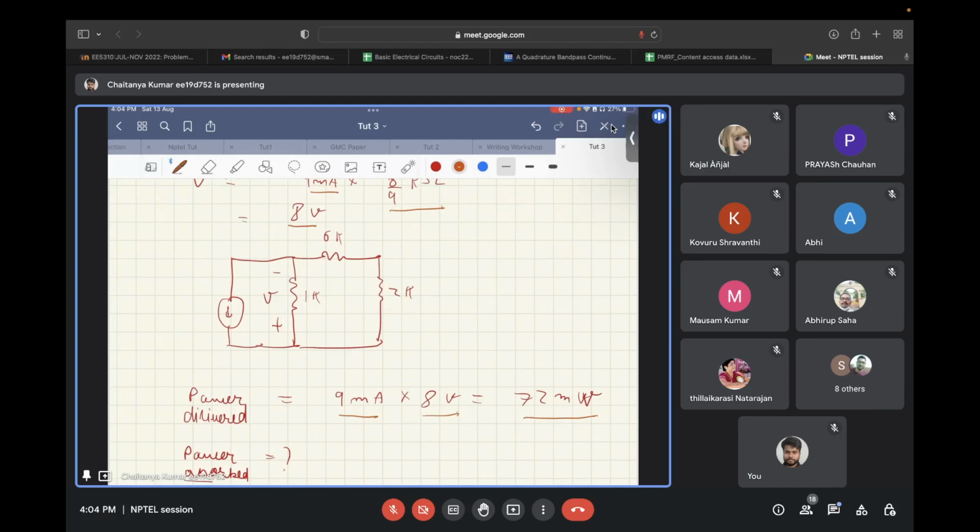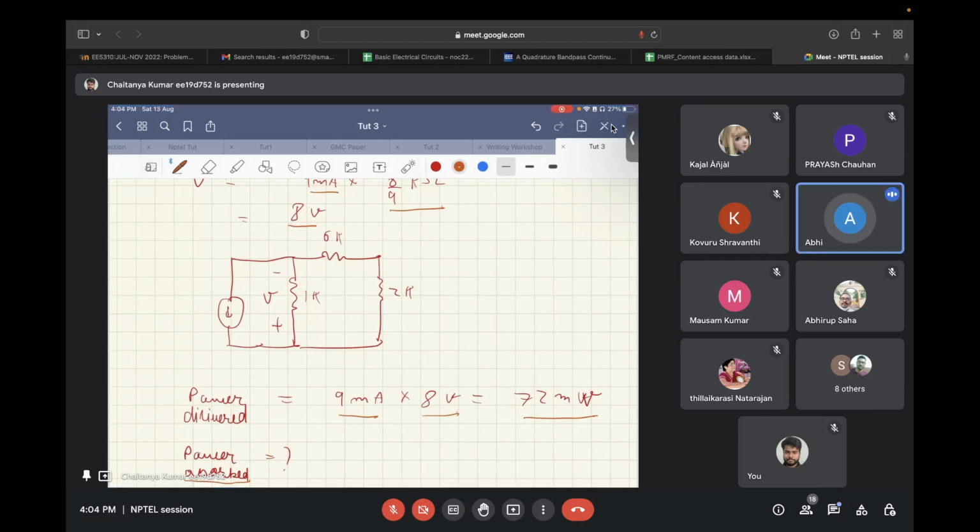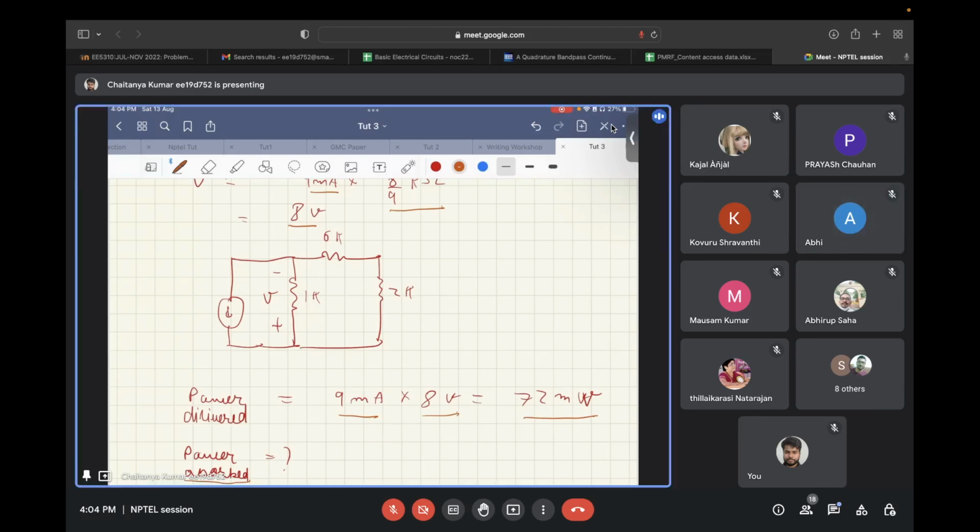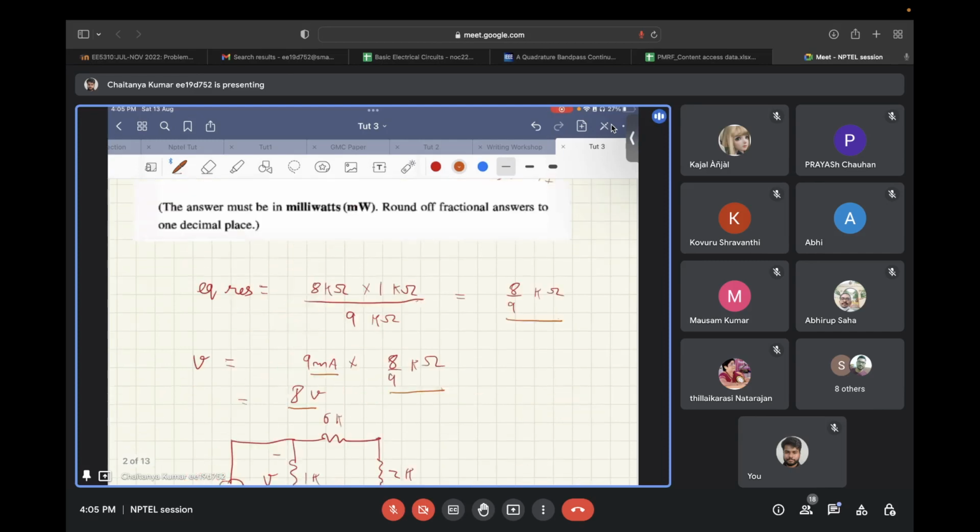Now, can anyone tell what will be the power absorbed by the current source? Minus 72. Yeah, correct. If some element is actually delivering the power, and you are asked in the question what is the power absorbed by that element, that power will be negative. And vice versa is the case with a passive component. Let's say it is absorbing the power, and in the question, if it is asked how much power is being delivered by that element, that power delivered will be negative. So keep these sign conventions in mind.